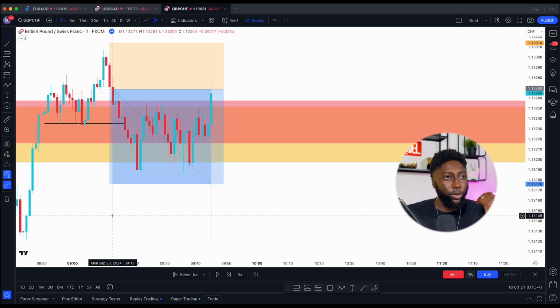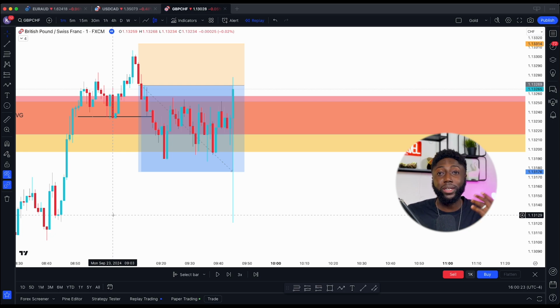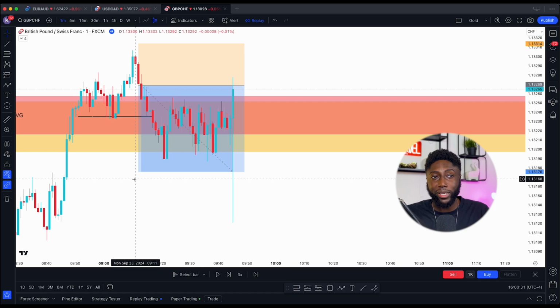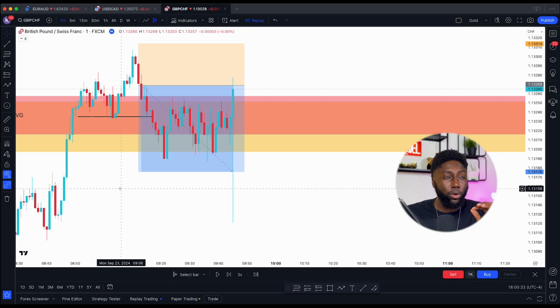Now, unfortunately, we didn't actually get to take this trade live because, like I said, price left without us. So we're just going to have to get them next time. But I just wanted to do this super quick breakdown for you guys to see what we would have done to enter this trade, and hopefully it helps.